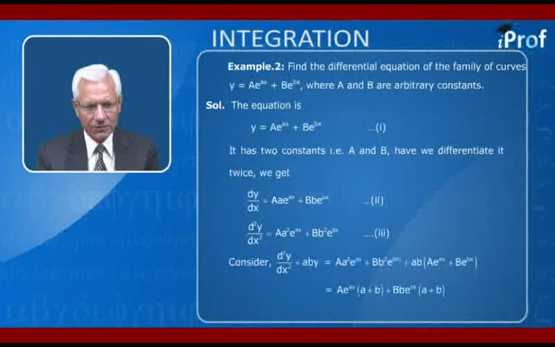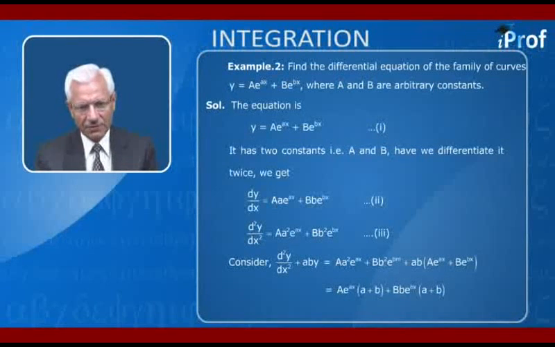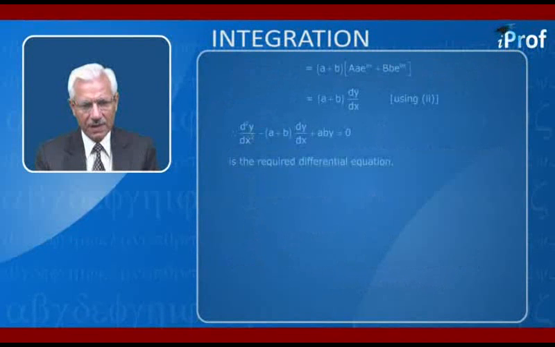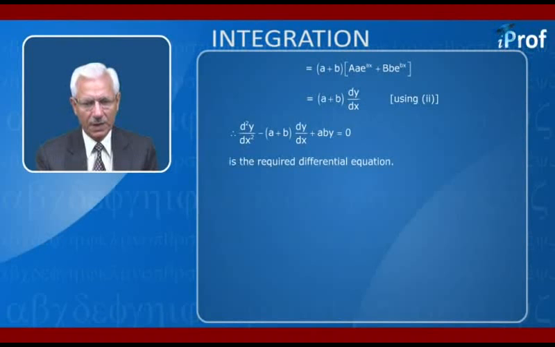Consider d^2y/dx^2 + ab y, that is A a^2 e^(ax) + B b^2 e^(bx) + ab times (A e^(ax) + B e^(bx)), which is A e^(ax) a(a + b) + B e^(bx) b(a + b), which is equal to (a + b) times (A a e^(ax) + B b e^(bx)), which stands for dy/dx.